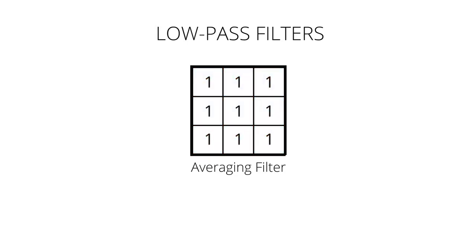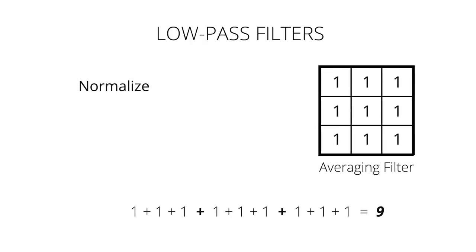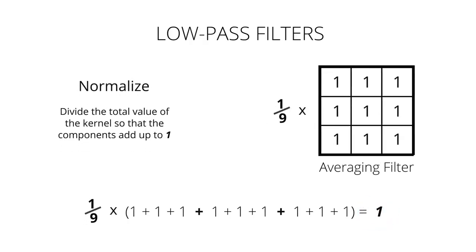Low-pass filters typically take an average and not a difference as high-pass filters do, so their components should all add up to 1. This will preserve the image brightness and make sure that it doesn't get brighter or darker overall. But we can see that the components of this kernel add up to 9, so we need to normalize by dividing the total value of the kernel by 9. Then our total sum becomes 1.